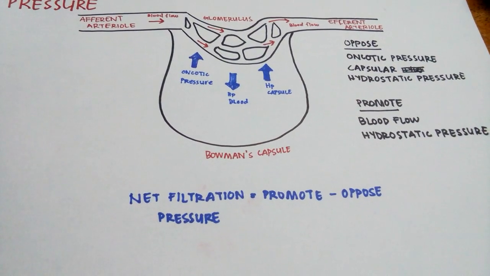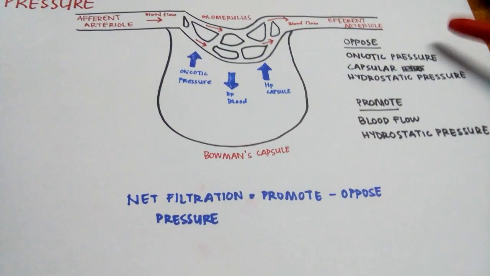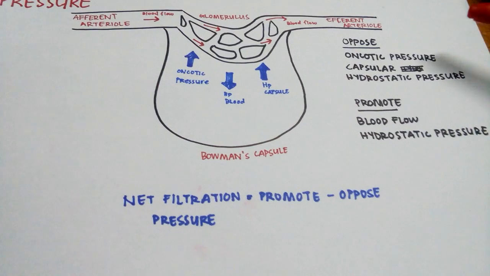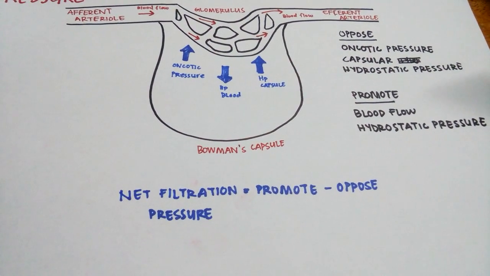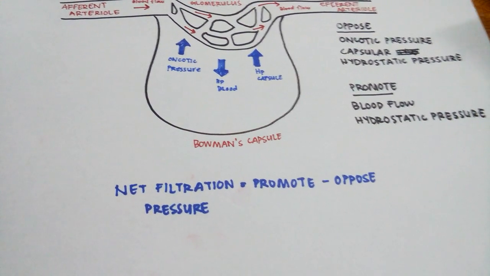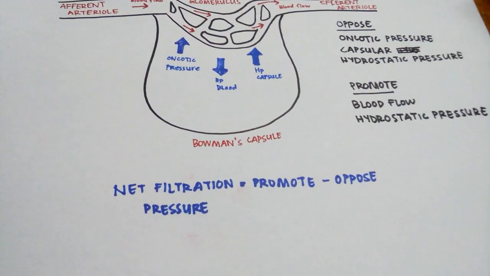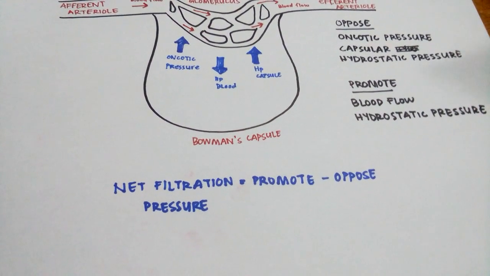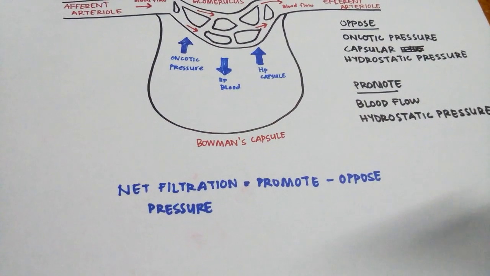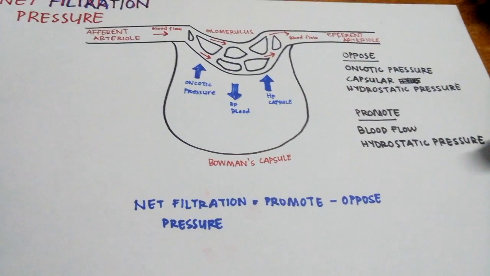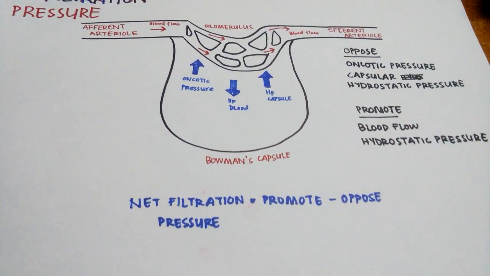Okay, the next force involved is the oncotic pressure. Oncotic pressure or colloid osmotic pressure is exerted by the proteins in the blood plasma to pull back water that is outside into the circulatory system. So that is oncotic pressure.